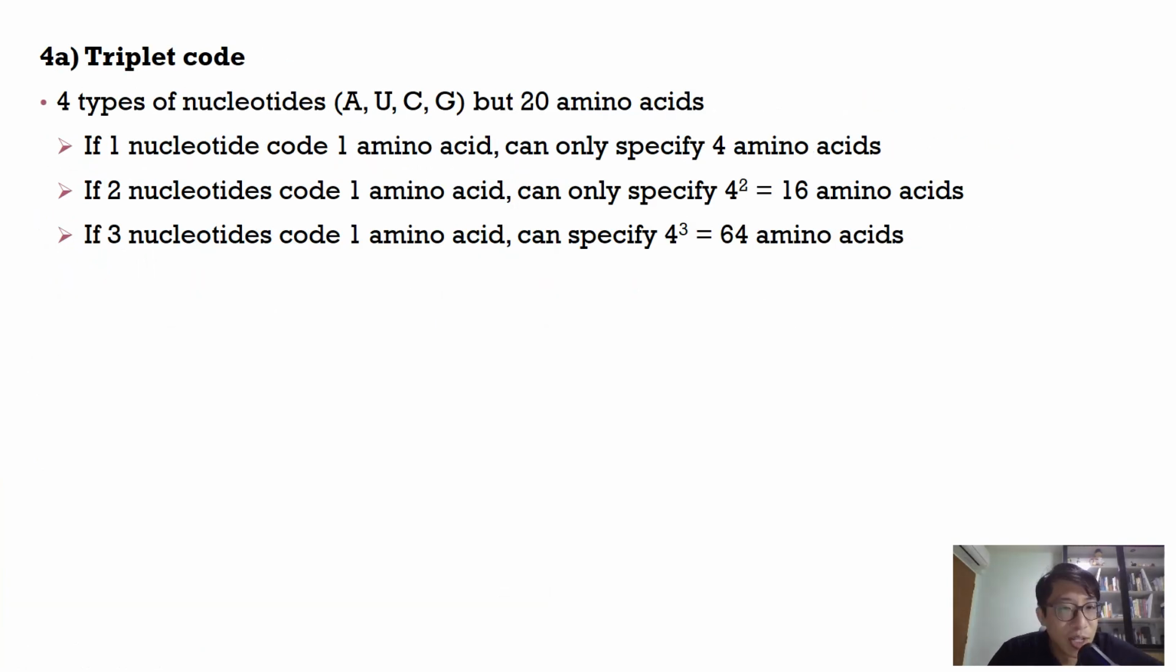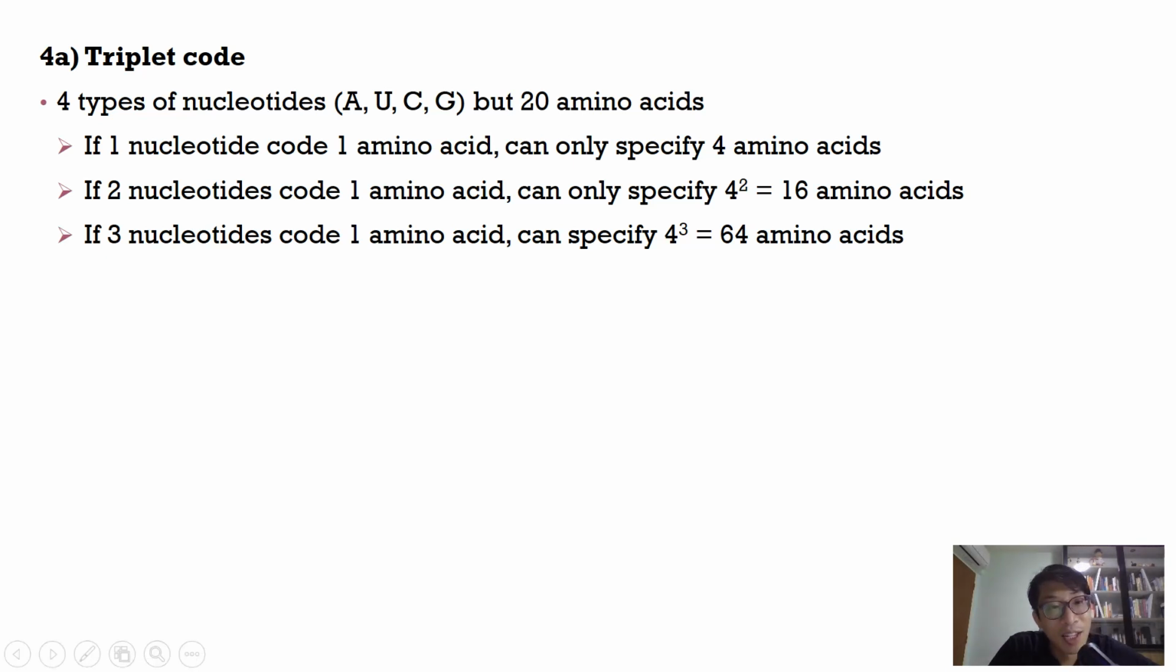So let's look at some features of the genetic code. Firstly, as mentioned, it's a triplet code. The mRNA is read in triplets, 3 nucleotides as a codon. The reason is because there are 4 types of nucleotides in the mRNA, AUCG, and there are 20 amino acids. If we read the mRNA sequence one by one, then each of AUCG, if they each code for a different amino acid, can only code for 4 different amino acids.